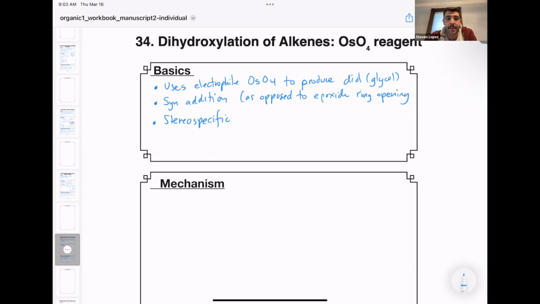Now, seeing that syn addition gives you a hint that this reaction is going to be stereospecific, and there's going to be a concerted reaction mechanism where bonds are breaking and forming at the same time. And this is a syn addition as opposed to the epoxide ring opening, where there's an anti-addition.